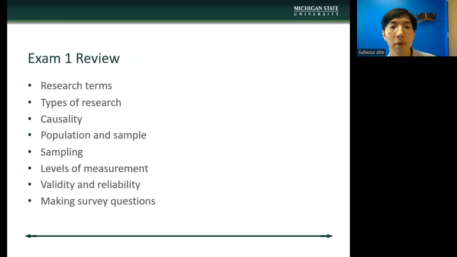Then next, I will review some contents covered in exam 1. So I'll review some research terminologies, 5 types of research, how to establish a causal relationship, what the population and sample are, 4 types of sampling techniques to get an unbiased sample, and 4 levels of measurement. And then I will talk about validity and reliability, and finally, we'll talk about guidelines of how to make survey questions.